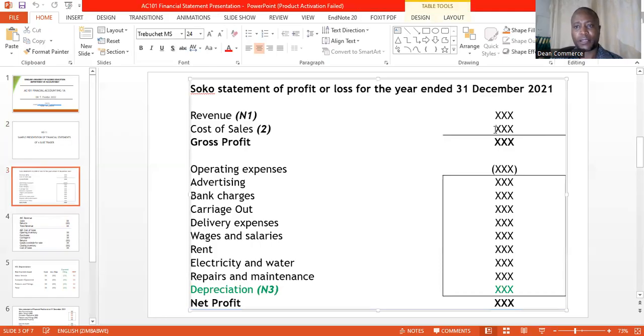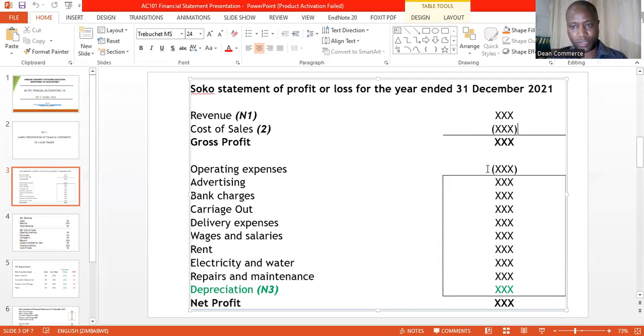And to show that cost of sales will be deducted, it means we have to put it in parentheses, which is what I've just done. And then the net of the two figures, revenue and cost of sales, will give us the gross profit. Then we are going to calculate the operating expenses here.